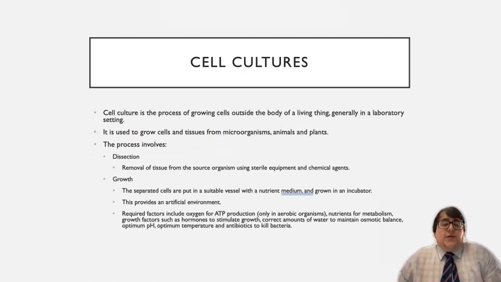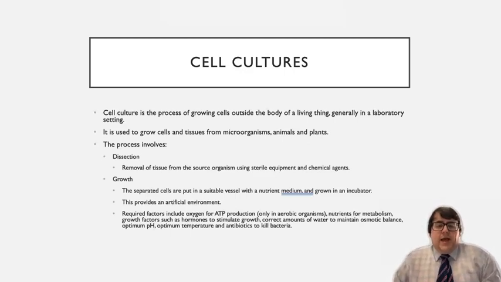So, what exactly is cell culturing? Cell culturing is the process of growing cells outside of the body of a living thing. Generally, this is done in a lab setting. And we use cell culturing to grow cells and tissues from microorganisms, animals, and plants. This entire process is done through first dissection, so removing the tissue from the source organism using sterile equipment and chemical agents, and then growing that tissue that we've removed. So the separated cells are put into a suitable vessel with a nutrient medium, and they're grown in an incubator.